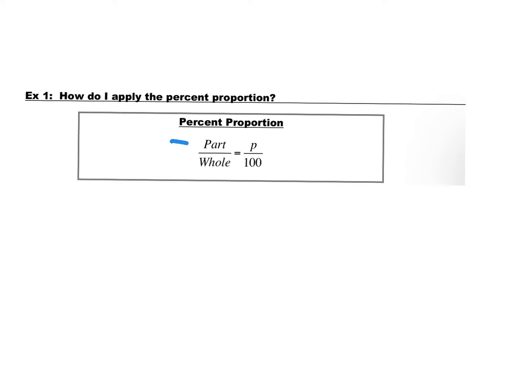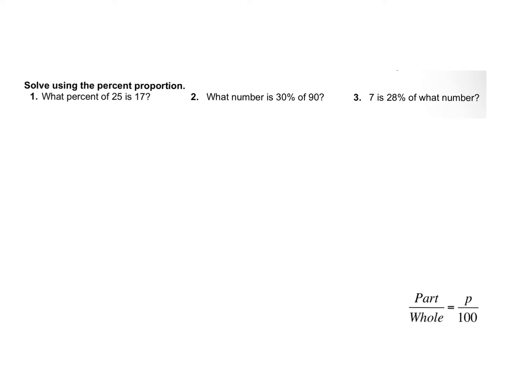And a lot of times in the expression, you'll hear the word is, and then the whole is the out of. So for example, if you had 11 is out of 12, that would be 11 all over 12. And then the p represents the percent. All right, so solve using the percent proportion.